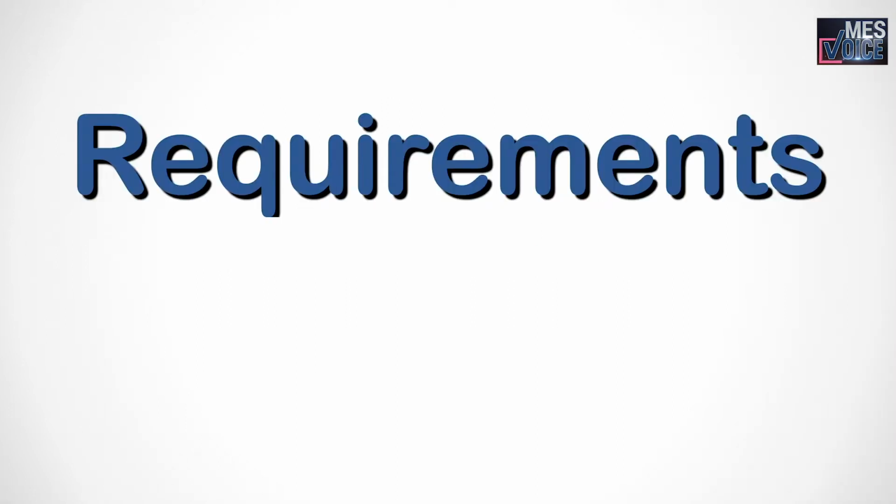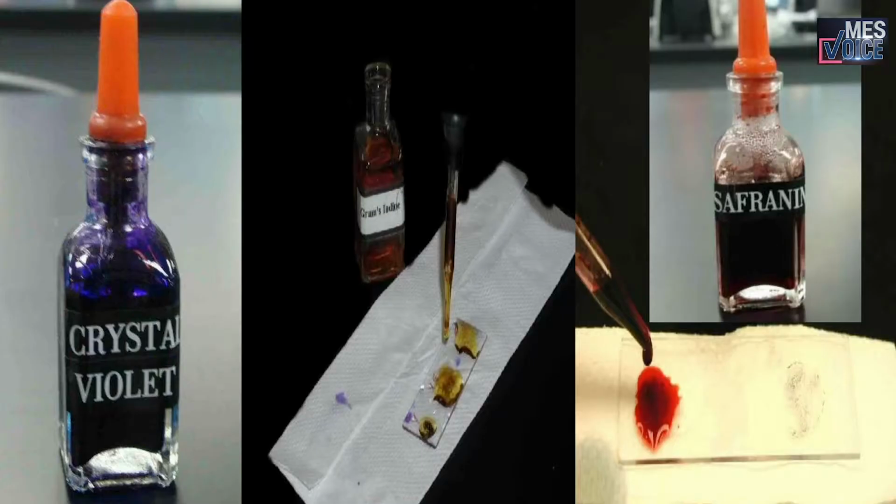Requirements of gram staining. Four reagents are used in gram staining. Crystal violet, a violet colored stain, which is the primary stain. Second, gram's iodine, which is the mordant or fixative. Third, acetone or alcohol, which is the decolorizer. Fourth one is safranin, which is the counterstain, a red colored stain.